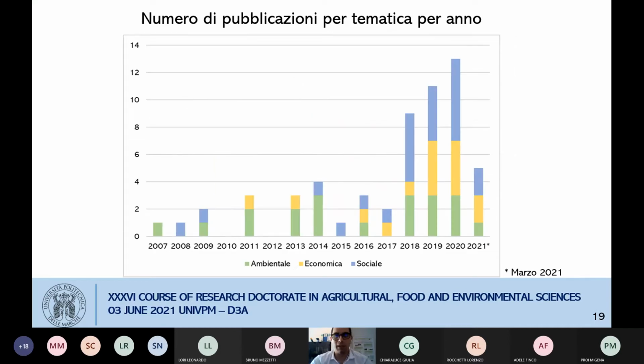Passando invece al numero di pubblicazioni per tematica per anno, notiamo come inizialmente veniva studiata soprattutto la sostenibilità ambientale, mentre negli ultimi anni sono aumentati notevolmente gli studi che trattano la sostenibilità economica e la sostenibilità sociale. Questo potrebbe essere legato alla maggiore sensibilità a livello sociale per queste tematiche e il maggiore interesse per la comunità scientifica. Oppure potrebbero essere legate anche all'effetto delle politiche dell'Unione Europea per la valorizzazione di queste aree.